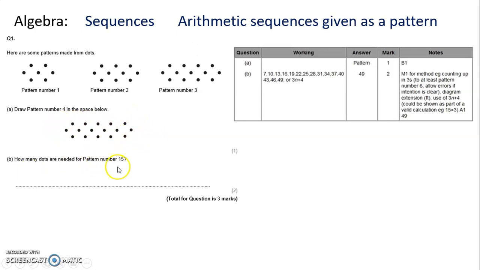How many dots are needed for pattern 15? Well, you can see from the mark scheme here that they will just accept you working out how many dots were in pattern 1, 2, 3 and 4 and then continuing on that arithmetic sequence by adding 3 every time. But a more sophisticated way to do that would be to work out, either by analysing the pattern or from the first few terms of the sequence, that the nth term is 3n add 4. And so you need to do 3 times 15 add 4, which gives you 49.